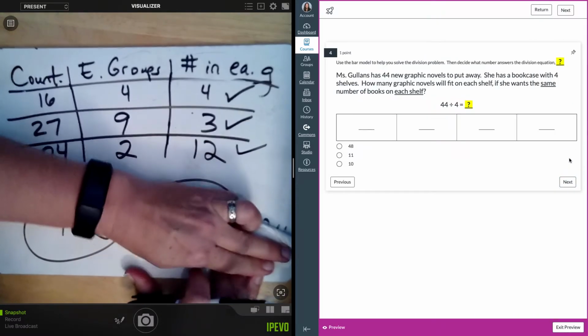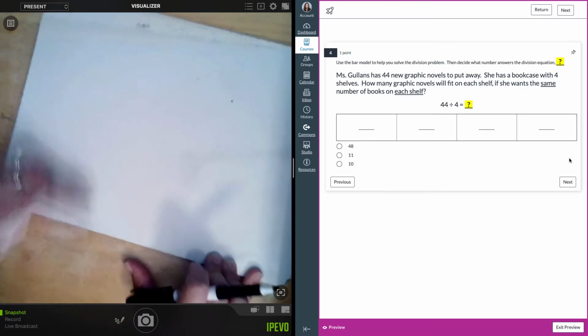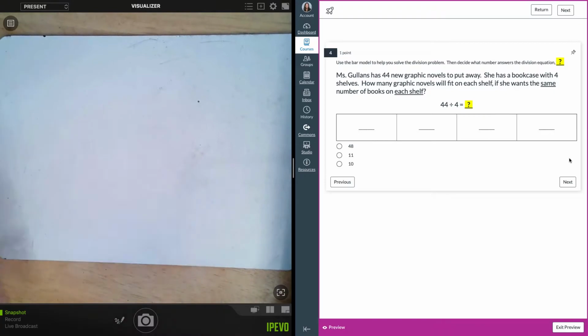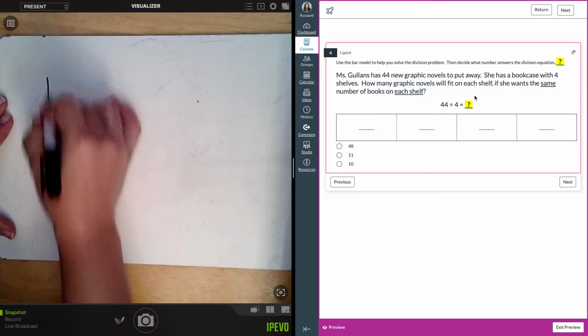All right, here we go. Now, this is about Ms. Gullens, and you can see we're using a bar model. This is the bar model, and it's going to match the problem. So we're going to use the bar model to help us solve this division problem. Ms. Gullens has 44 new graphic novels to put away. She has a bookcase with 4 shelves.